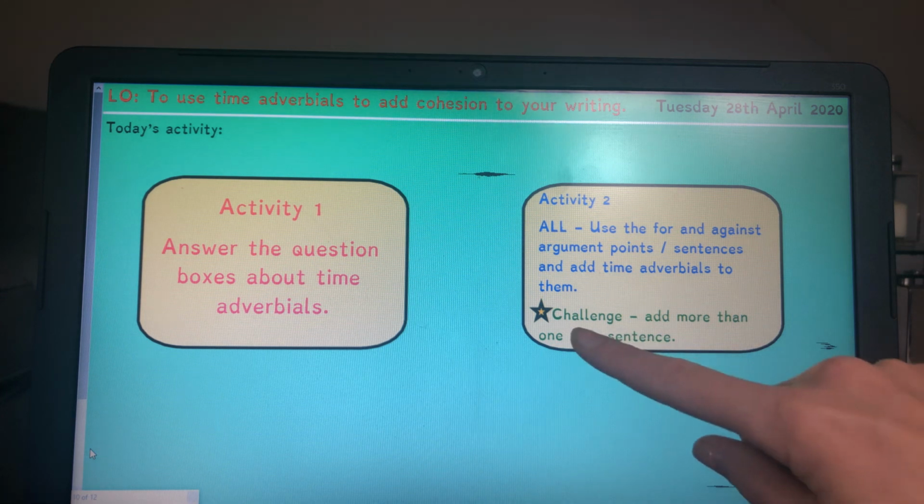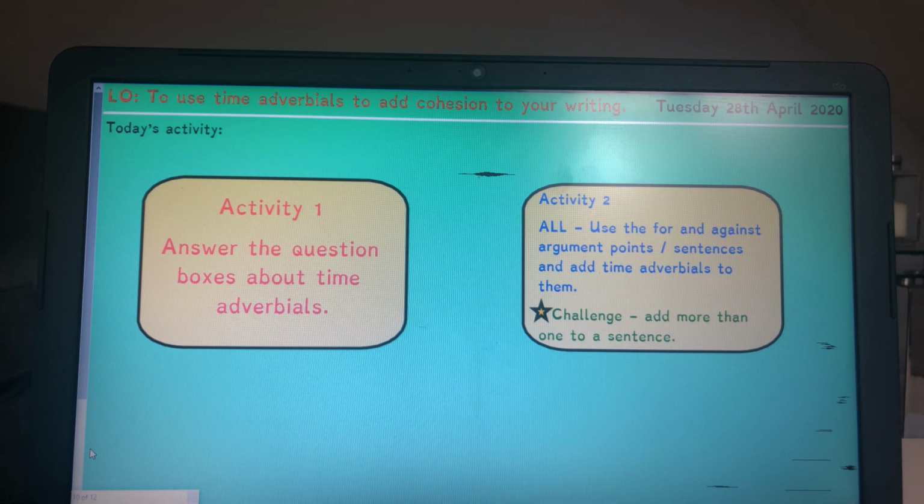Okay, so your challenge, if you're thinking, that's a little bit easy for me, I would love you to try and add more than one time adverbial to the sentence. That can be difficult, but it can be done. And that will give your sentence and your argument even more oomph, urgency, and make it stronger. Okay? So all the attachments are on the file, activity 1, activity 2, and there is also a word mat included with time adverbials on there.